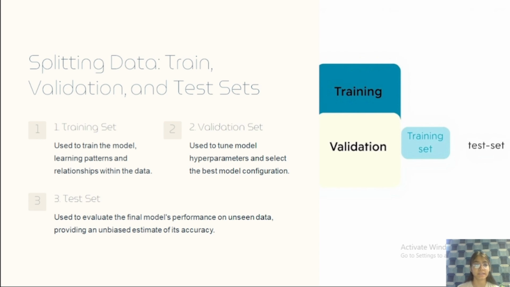First, a training set. It is used to train the model, learning patterns and relationships within it. Second, we have a validation set. It is used to tune model hyperparameters and select the best model configuration. The third one, we have a test set. It is used to evaluate the final model performance on unseen data. So we have a training set, then a validation set, then a test set for measuring the performance of a model.